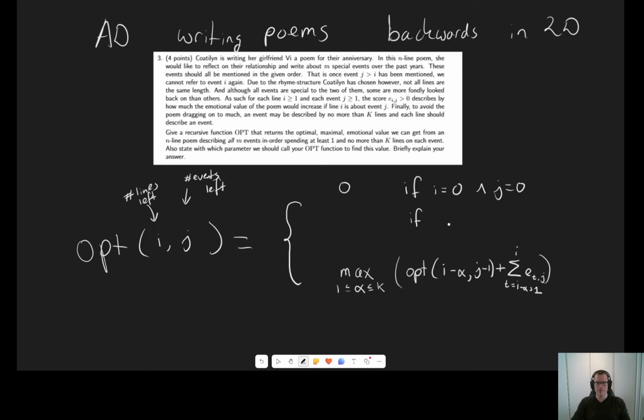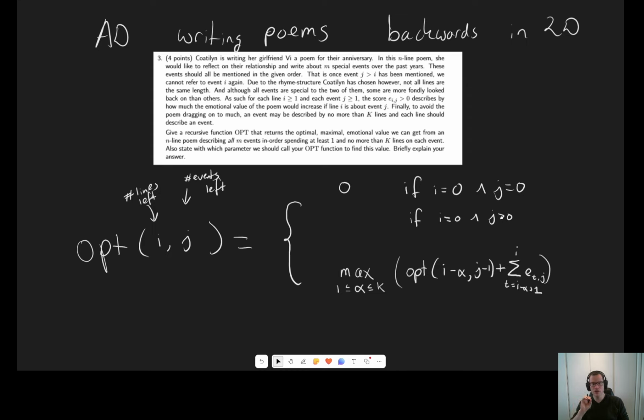But if I have no lines left, and I do have events left, then we have a problem. If this is the case, where I have no more lines left, but I do still have events left, that is a situation we would like to avoid at all costs. Because this means the poem is not going to be valid. It's not going to be an n-line poem about m events. We're going to need more than n lines over all m events.